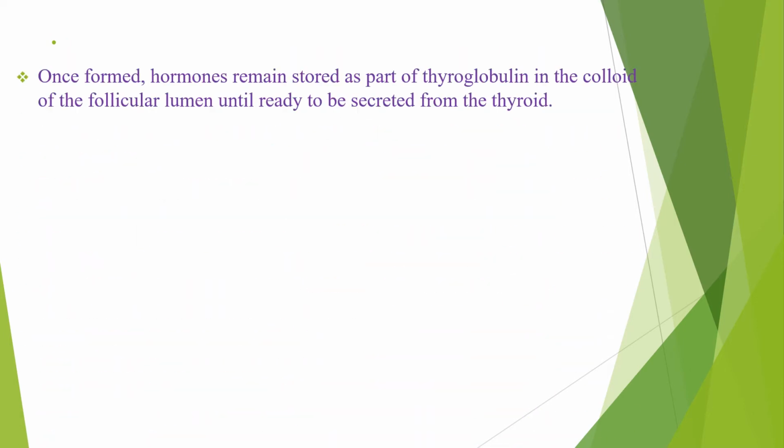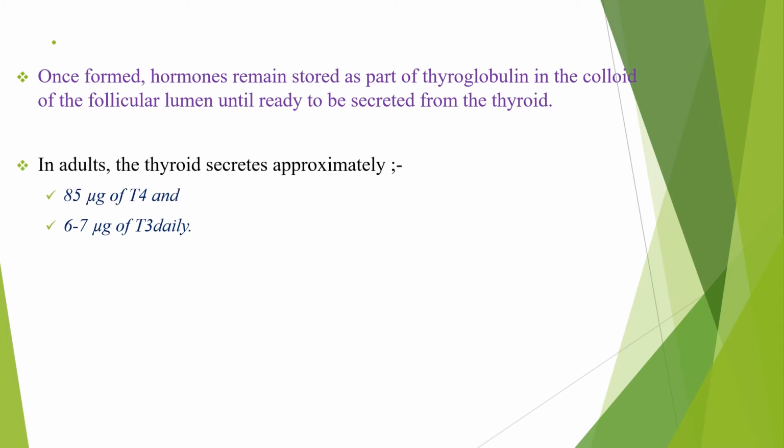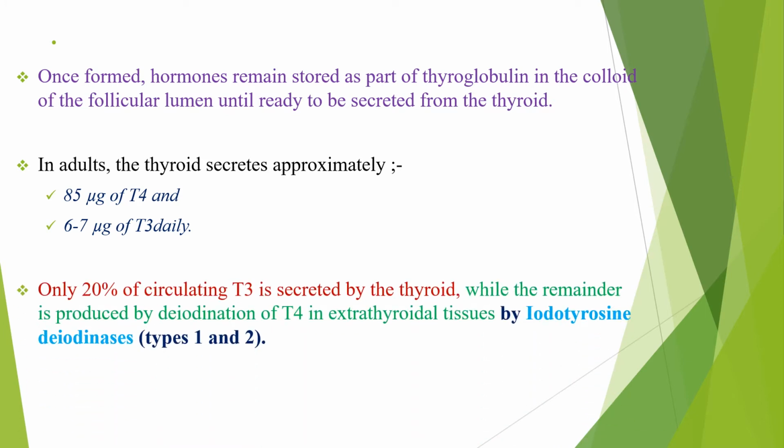Once formed, hormones remain stored as part of thyroglobulin in the colloid of the follicular lumen until ready to be secreted from the thyroid. In adults, the thyroid secretes approximately 85 microgram of T4 and 6 to 7 microgram of T3 daily. Only 20% of circulating T3 is secreted by the thyroid, while the remainder, around 80%, is produced by deiodination of T4 in extrathyroidal tissue by iodothyronine deiodinase, type 1 and type 2.